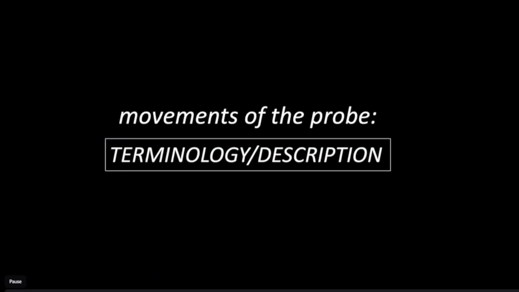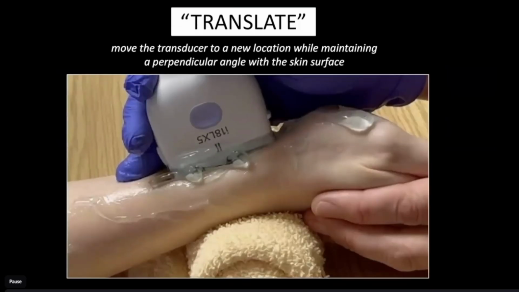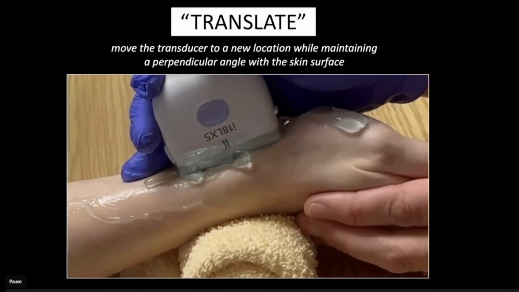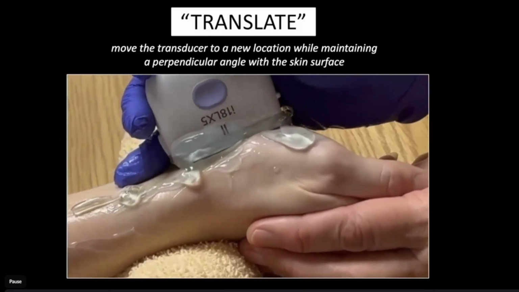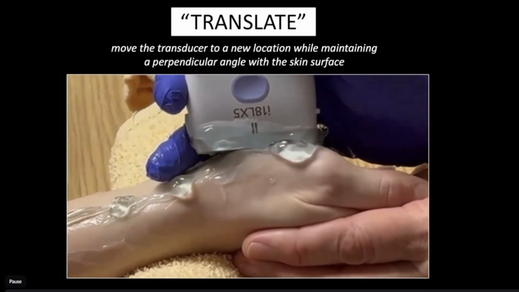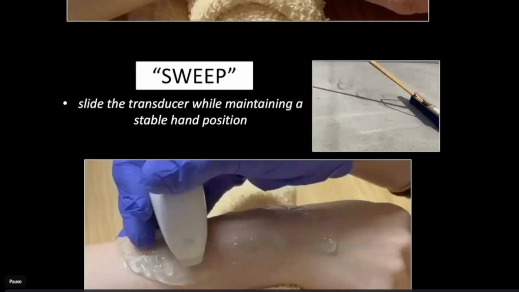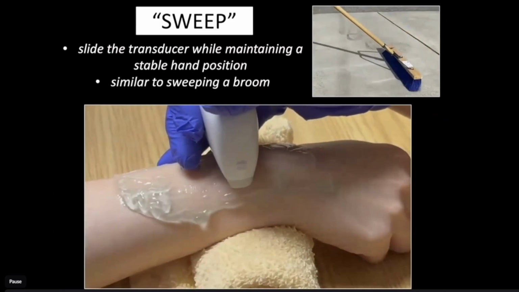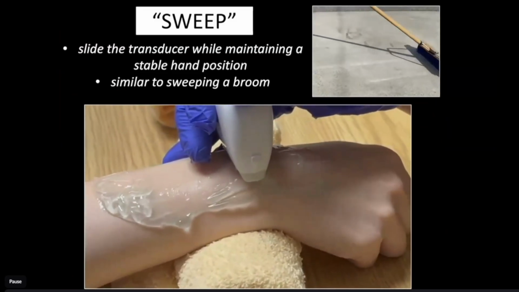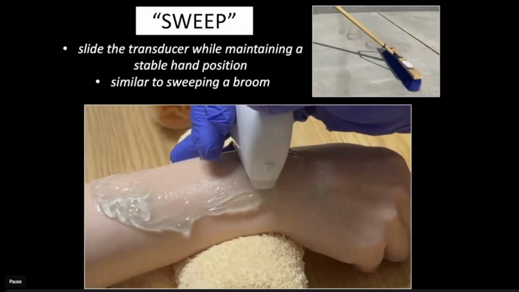Some movements of the probe, I might use this terminology, so just to get you familiar, when I say translate, I mean you move the transducer to a new location while you maintain a perpendicular angle to the skin surface. Or you can sweep the probe. It's like sweeping a broom. You can sweep in any direction, back and forth, medial to lateral, proximal to distal.